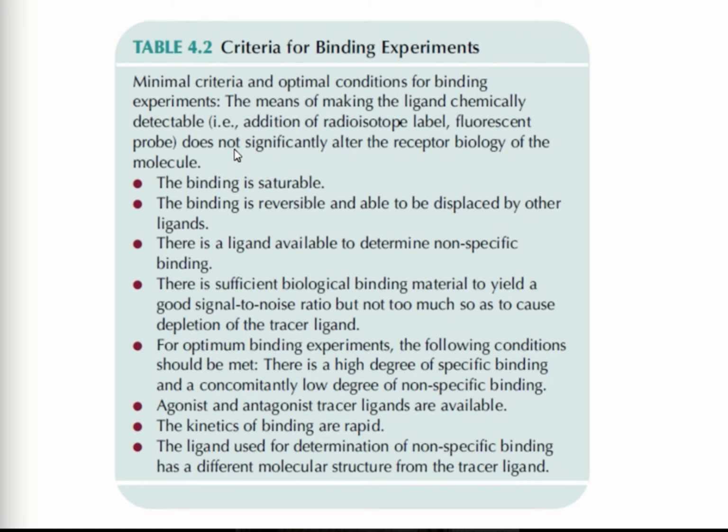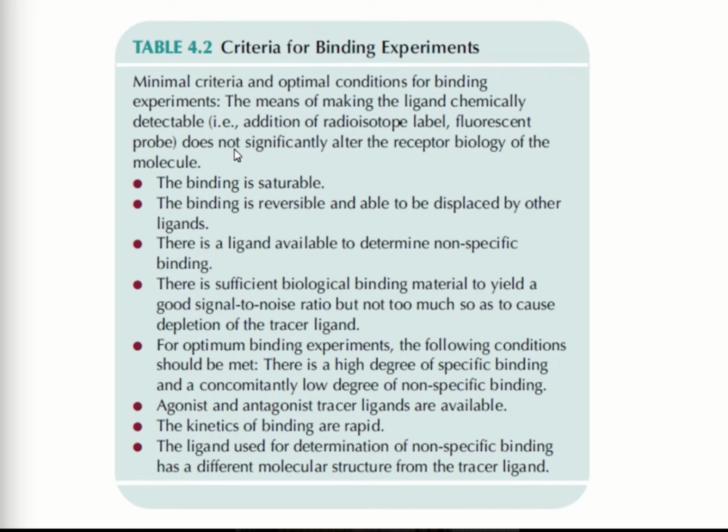Its binding has to be reversible and to be displaced by another ligand, assuming that we are going to measure it using a displacement binding assay. We have to have a second ligand that we can use to determine non-specific binding. We have to have enough receptor there to get enough binding to be able to measure it.